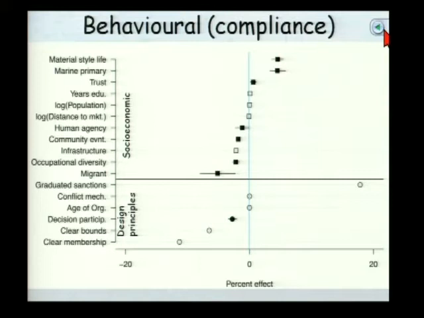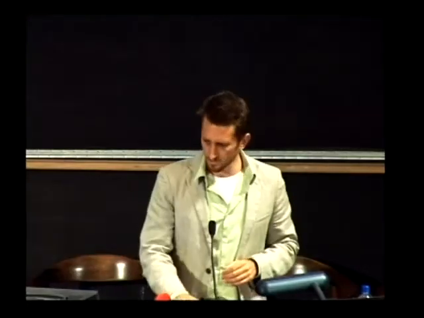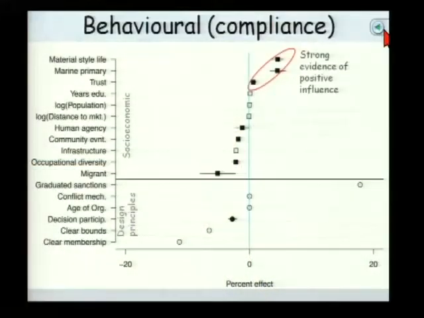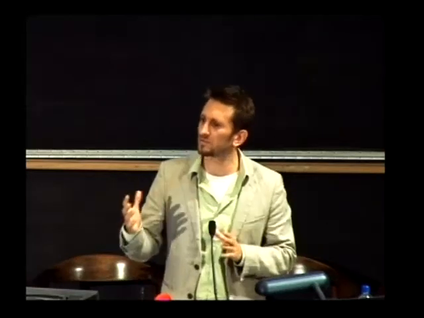So this figure shows how these socioeconomic characteristics and design principles influence compliance with fisheries co-management. An interpretation of this is somewhat similar to looking at effect size in a meta-analysis. Estimates that overlap the vertical line have high levels of uncertainty, and these ones are indicated in gray. But for estimates that don't overlap, we've got strong evidence that they have either positive or negative influences. So, for example, we've got strong evidence that high levels of trust, dependence on marine resources as the primary occupation, and wealth measured as material style of life have strong positive influences.